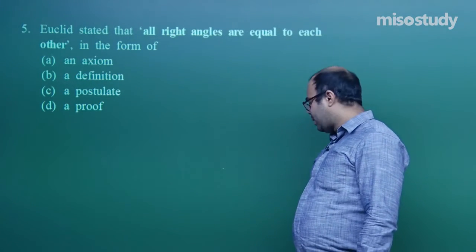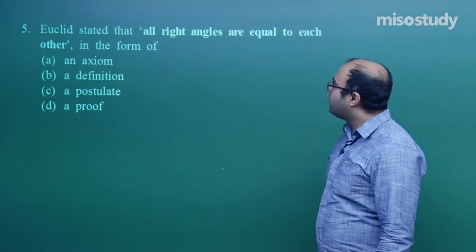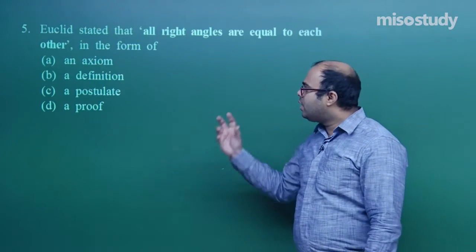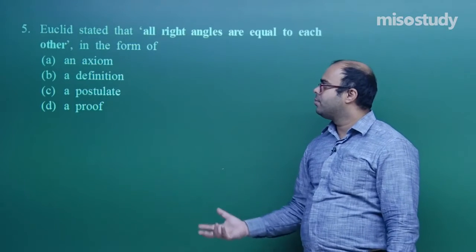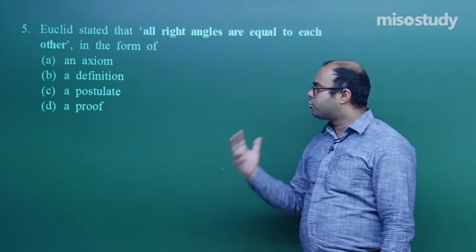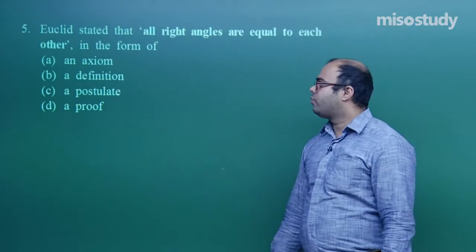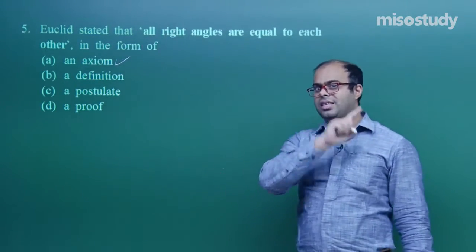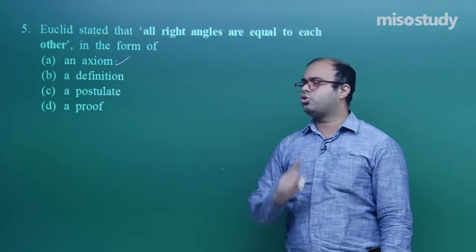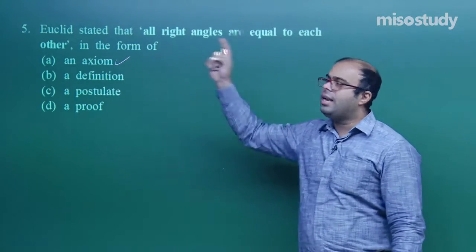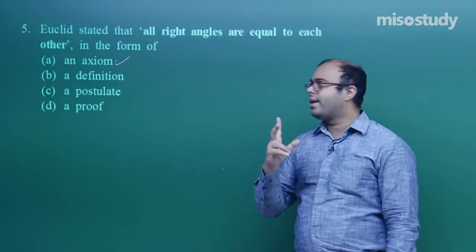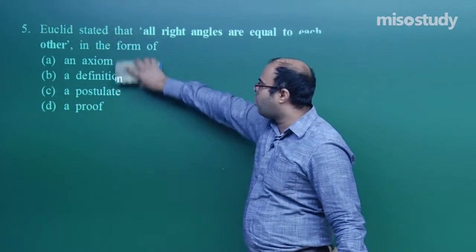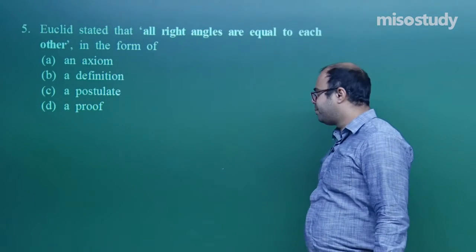Euclid stated that all right angles are equal to each other, all 90-degree angles are equal to each other, in the form of an axiom, a definition, a postulate or a proof. So, what did we study? We studied 3 things in this chapter: definition, axiom, postulate, and this we studied in axiom, that two right angles are always equal to one another. So, we will say for this the option A is correct, students.